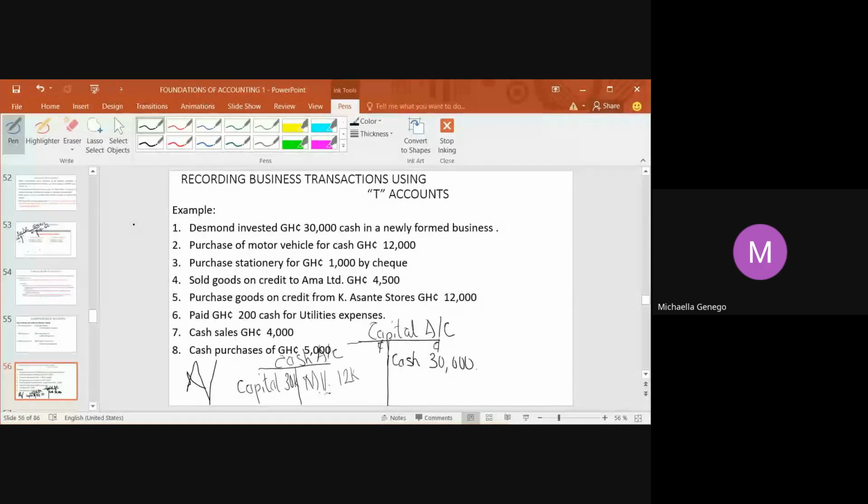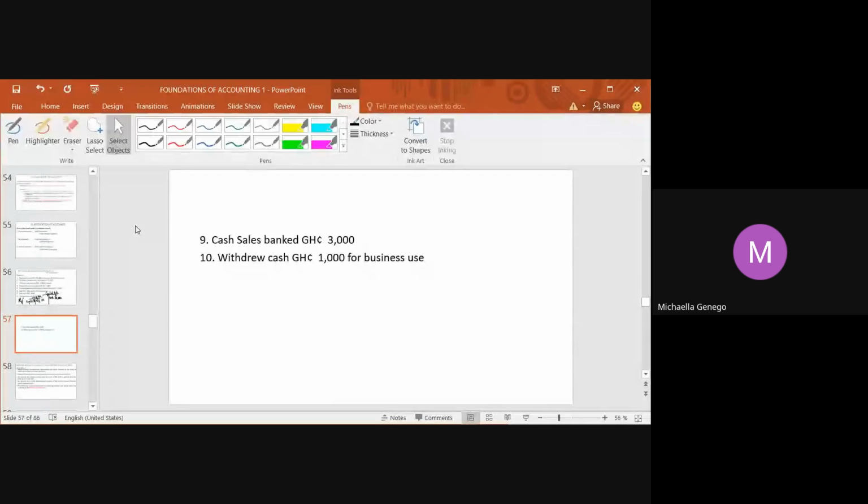I think we've had enough of this discussion. The 10th one, what do you think would the entry be? And even the number 9. Let's talk of the number 9 first. Cash sales bank. What do you think?